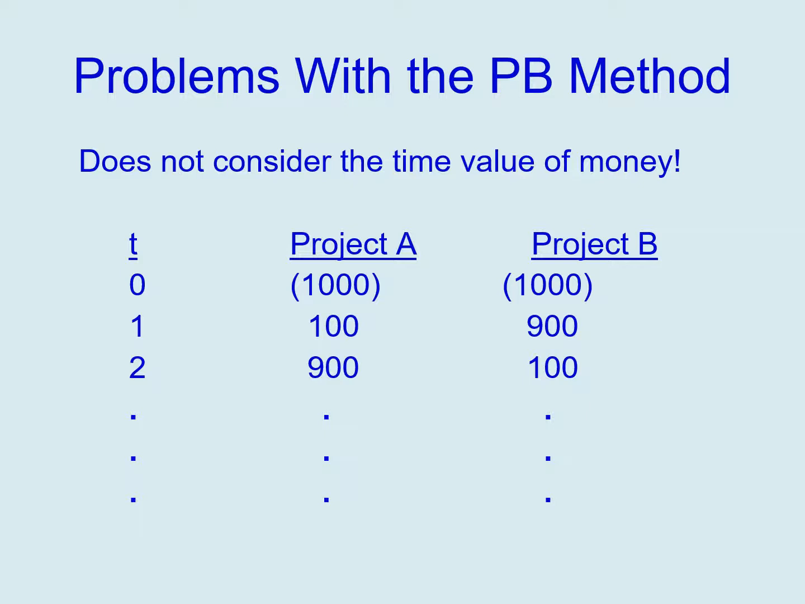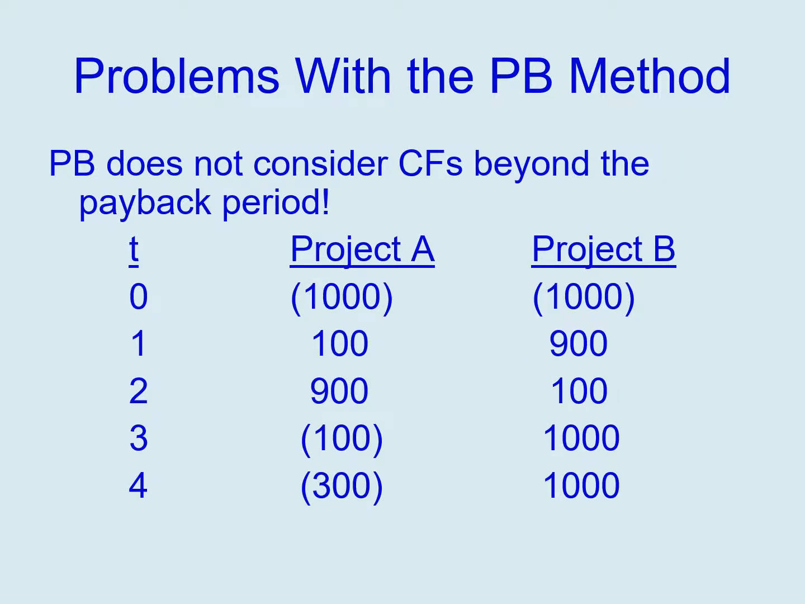Now, having said that, there is such a thing as the discounted payback method, which does take into consideration the time value of money, and you just discount the cash flows by the firm's cost of capital, which I'll talk about more later. So it would do away with this problem. However, there's another problem with the payback that even the discounted payback does not take into consideration. And that is that the payback does not consider cash flows beyond the payback period.